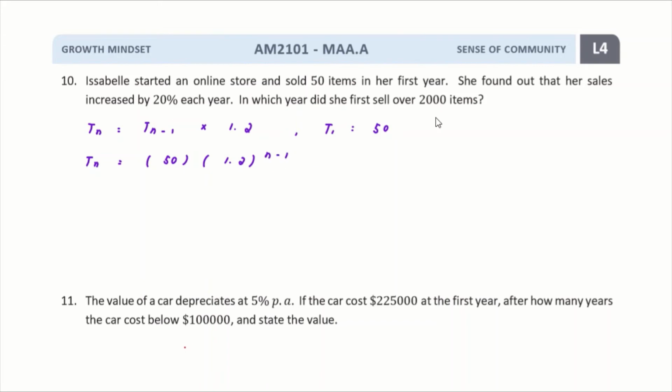Okay, the question wants to find out the first year she sold over 2,000 items. In this case, it's similar to how you solve an AP question. To approach that, the first option is to generate your sequence, the second is to solve the equation. If you ask me which option is better, I'll say generating the sequence is better. We know that Tn must be greater than 2000, so we just generate the sequence in our calculator.